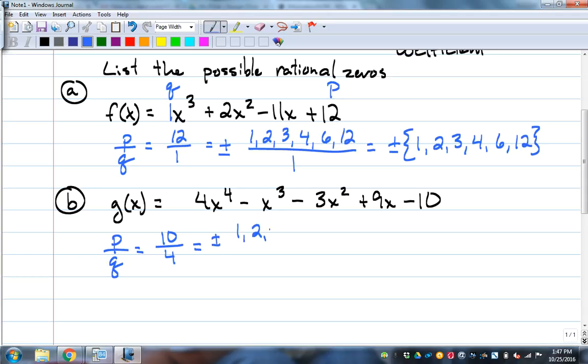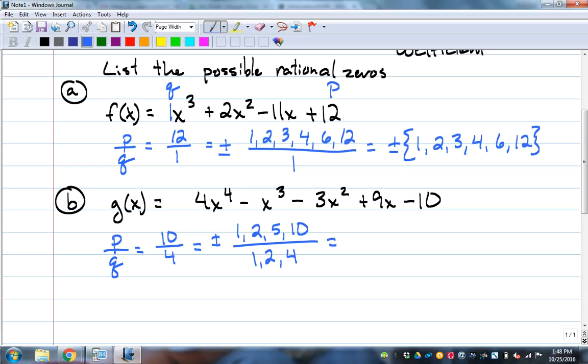1, 2, 5, 10. Then on the bottom now we got a 4 instead of a 1. So we got a little bit more action here. What are the factors of 4? 1, 2, and 4. Okay. So then we're going to take that and we're going to do the ratios. 1 over 1, 2 over 1, 5 over 1, 10 over 1.